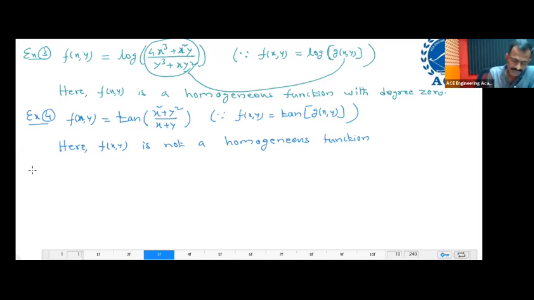One more example. Example number 5. F of x comma y equal to cos of x square plus y divided by x cube plus y cube.